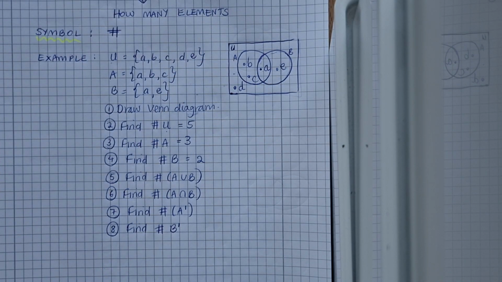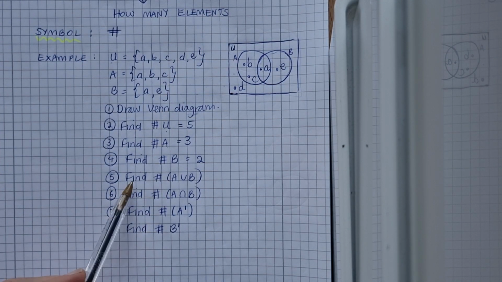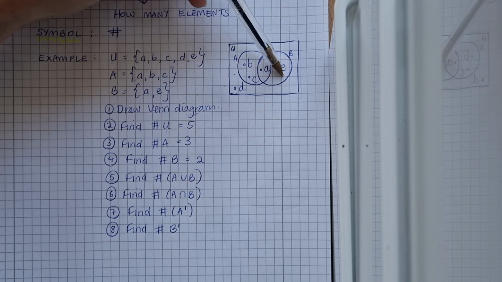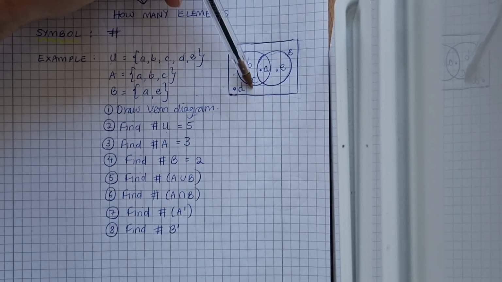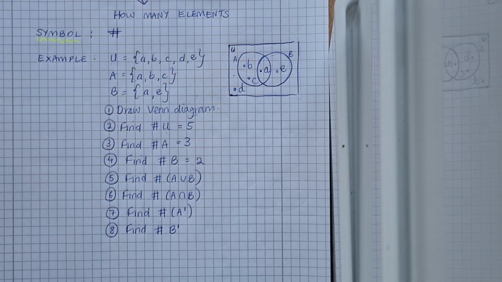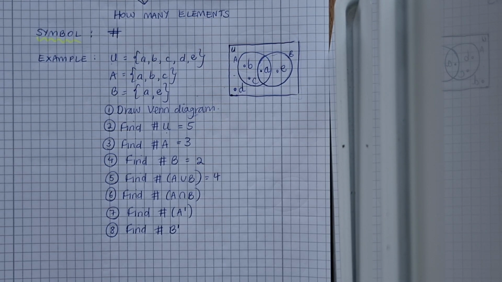Now, the diagram comes into its own for part 5 because we want to find the cardinal number of A union B, and that's easy to see from the diagram. Remember, A union B is all of A and B all together. So if you look at those 2 full sets, you can see that I've got 1, 2, 3, 4 elements in there.